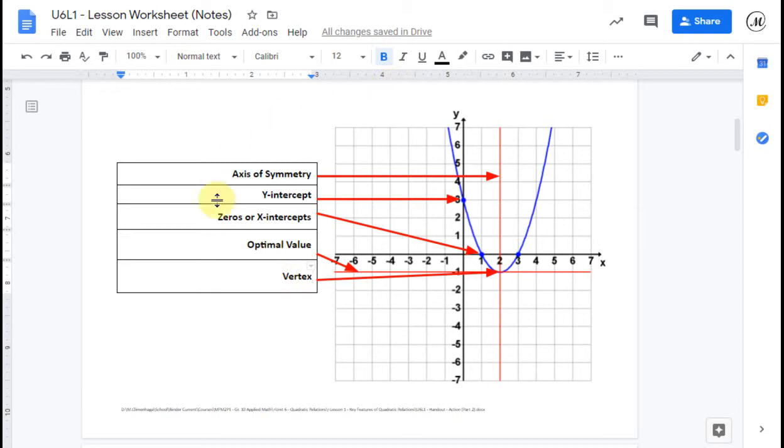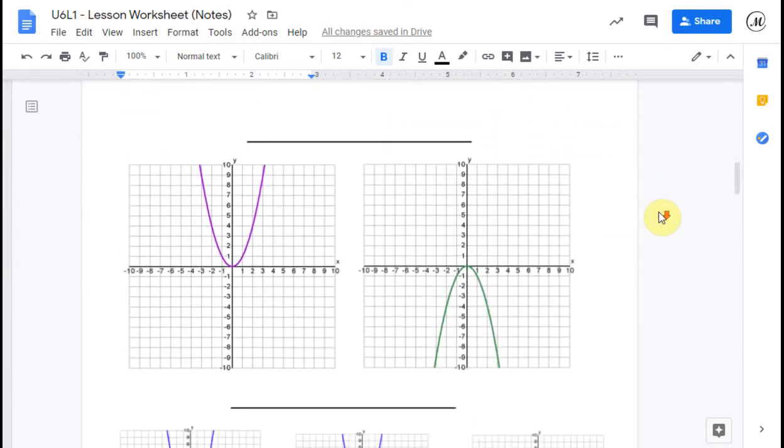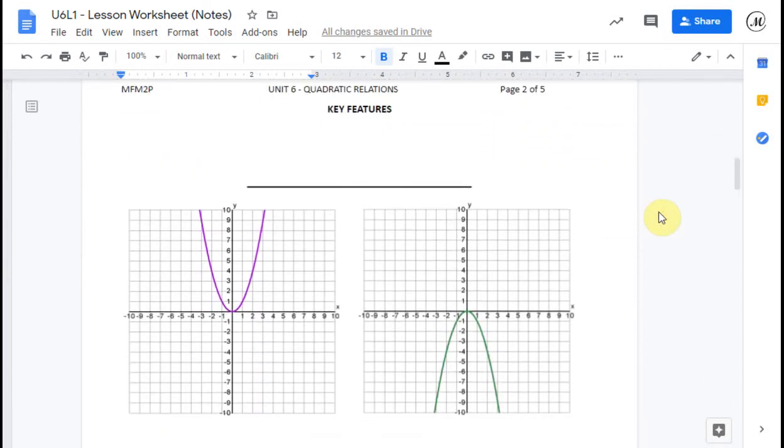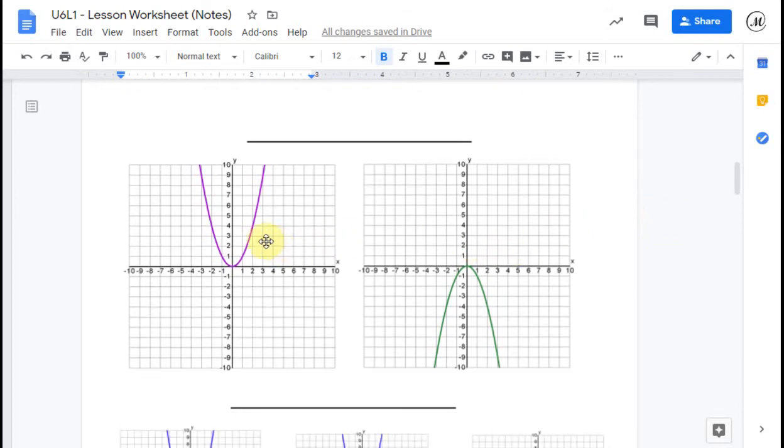So those are the key components or the key features of a parabola, and this is something that would be helpful if you could memorize these. We also have some other key features that we think about in terms of parabolas or quadratic relations. One I mentioned earlier is the fact that they can be opening up or opening down.